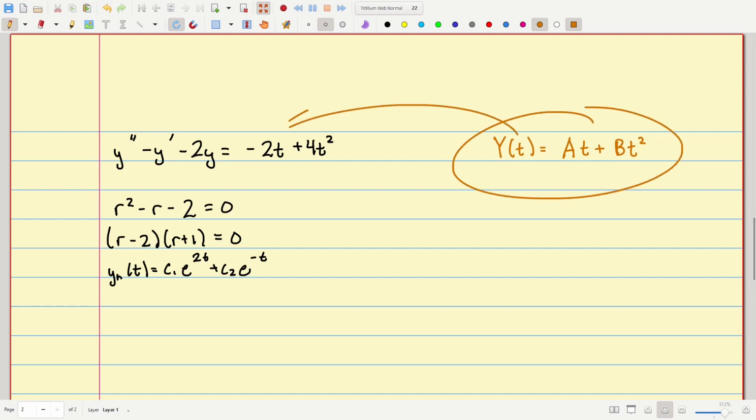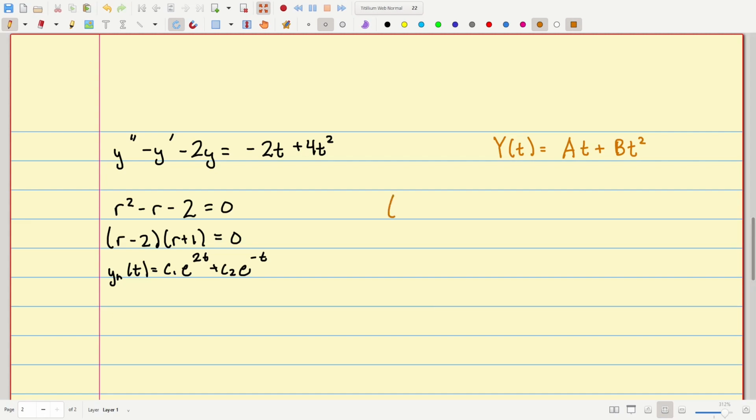So we're going to take this, plug it into this side of the differential equation, and then try to get things to match. So if we do this, we get (At plus Bt squared) double prime minus our guess prime minus 2 times our guess. This has to be equal to negative 2t plus 4t squared.